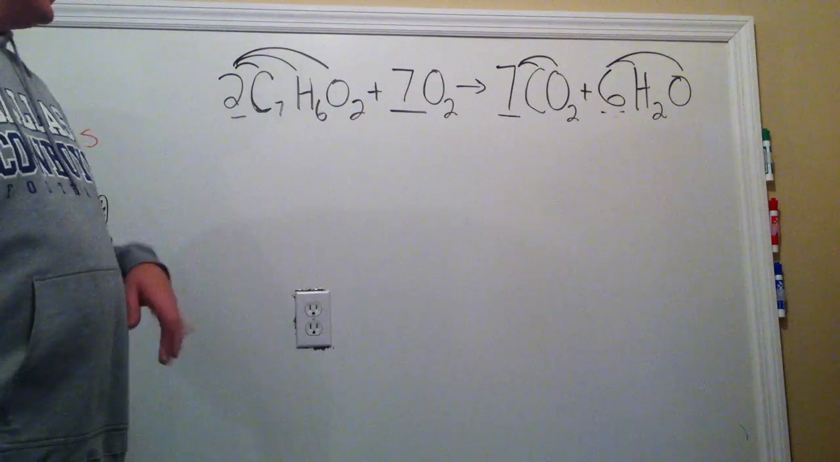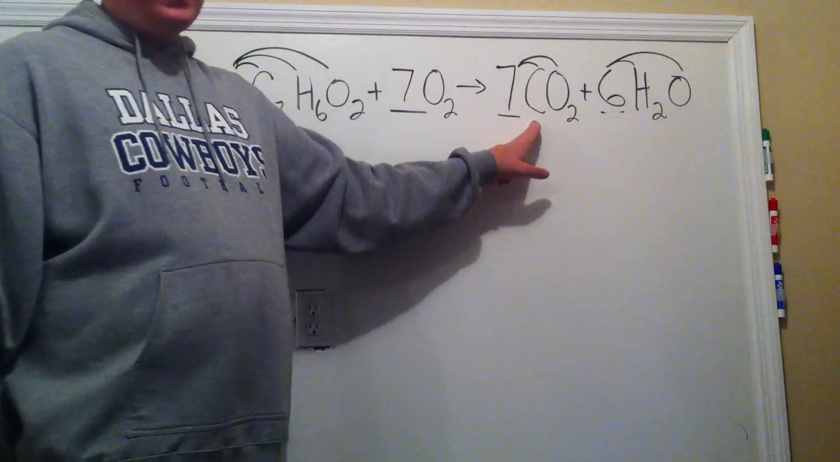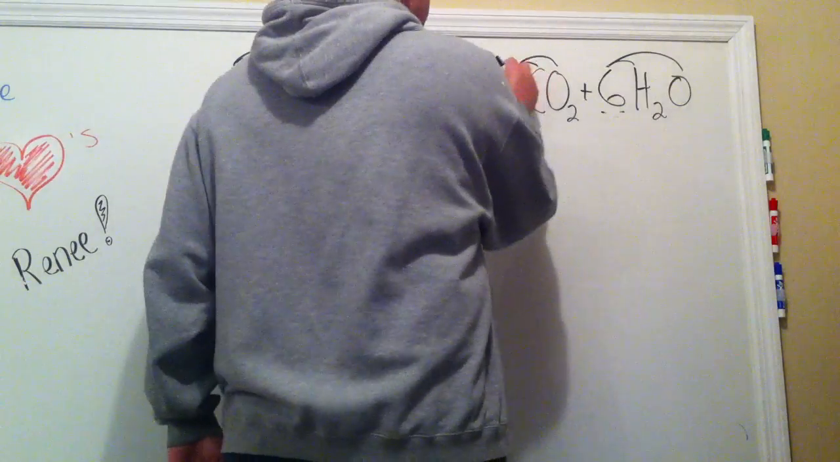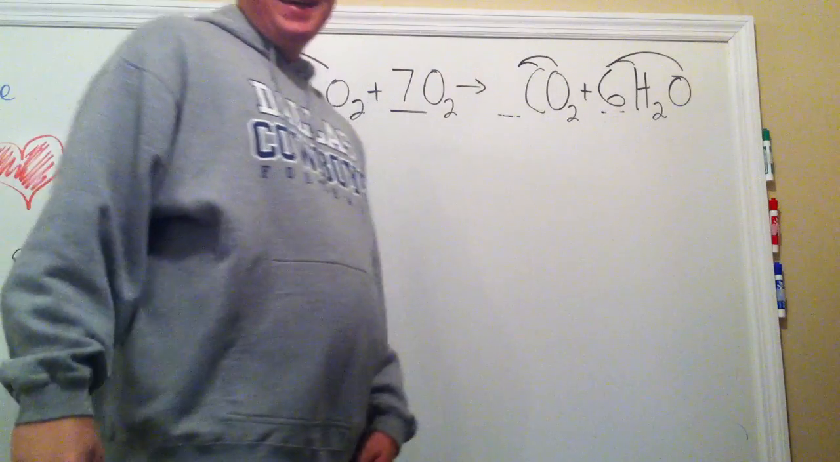So let's take a look at my carbon again. I've got 14 carbon on this side, and I've only got 7 carbon on my product side. So let's erase those carbon. Multiply it by 2. What did I multiply 1 by to get 14?